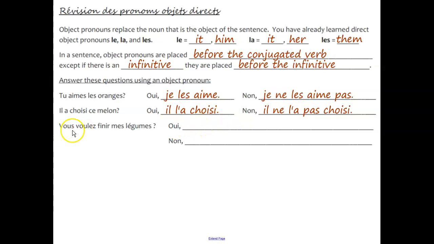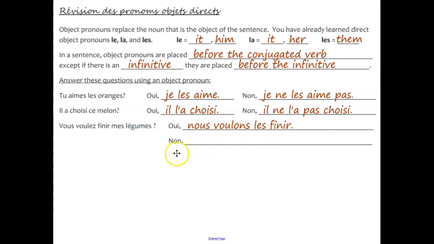So if we assume that vous voulez is the plural you, do you guys want to finish my vegetables? Then we would answer nous voulons les finir. Yes, we want to finish them. If the vous was like a formal you for some reason, then your answer could be je veux les finir. I want to finish them.